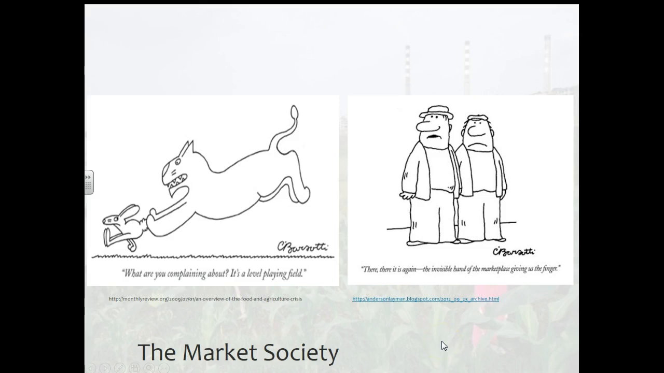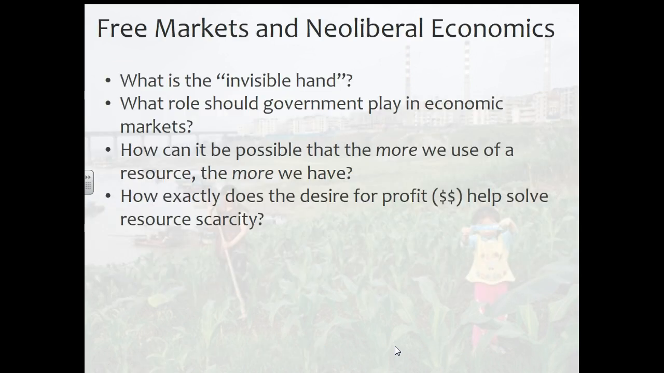Okay, so in this lecture, I am going to go over the market society. Feel free to press pause and take a look at these cartoons and see if you can figure out how it relates to this week's material. All right, so for the first part, we're going to go over free markets and neoliberal economics.